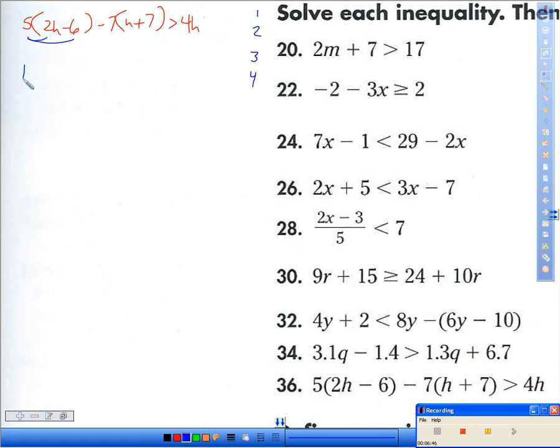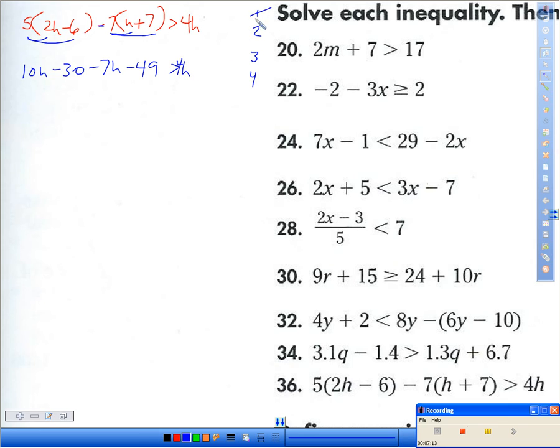5 times 2h is 10h. 5 times negative 6 is negative 30, so minus 30. Do the same thing with the 7. Again, I'm going to treat that as a negative 7 since that minus comes in front of it. Negative 7 times h is negative 7h, so I'll write that as minus 7h. Negative 7 times positive 7 is negative 49, so I'll write that as minus 49.